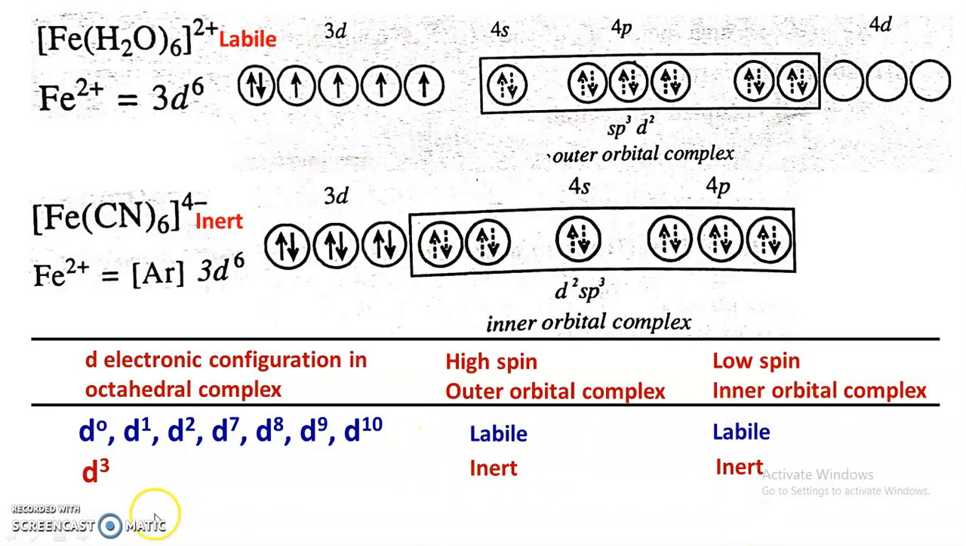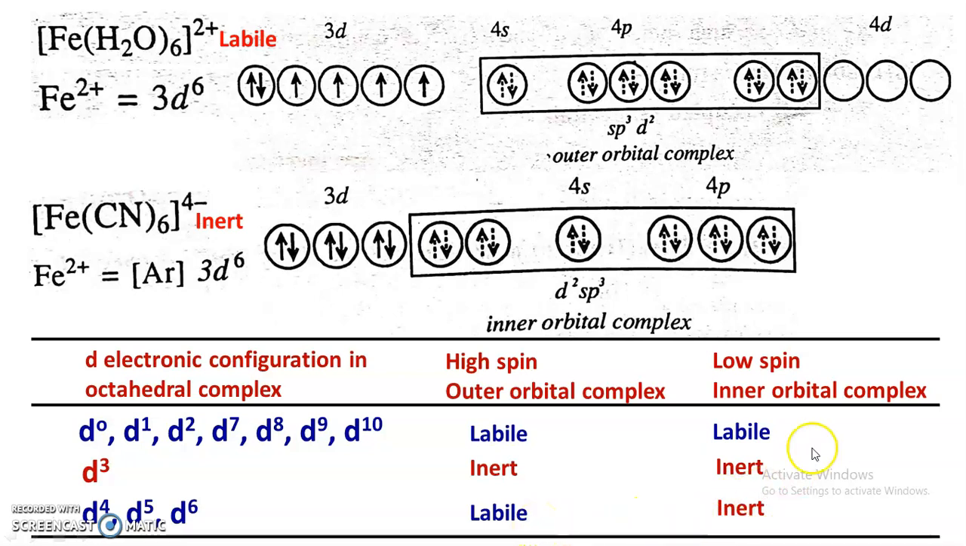Whereas when the metal ion has a configuration of d3, then its outer orbital complex and inner orbital complex will both be inert. And when the metal ion has a configuration d4, d5, d6, and such a metal ion forms a high spin or outer orbital complex, then it will be labile, and when it forms a low spin complex or inner orbital complex, then it will be inert. So these three electronic configurations are very important: d4, d5, d6 of metal ion. Metal ions with d4, d5, d6 configuration forming outer orbital complexes are labile, and when d4, d5, d6 metal ions form inner orbital complexes or low spin complexes, then such complexes will be inert.